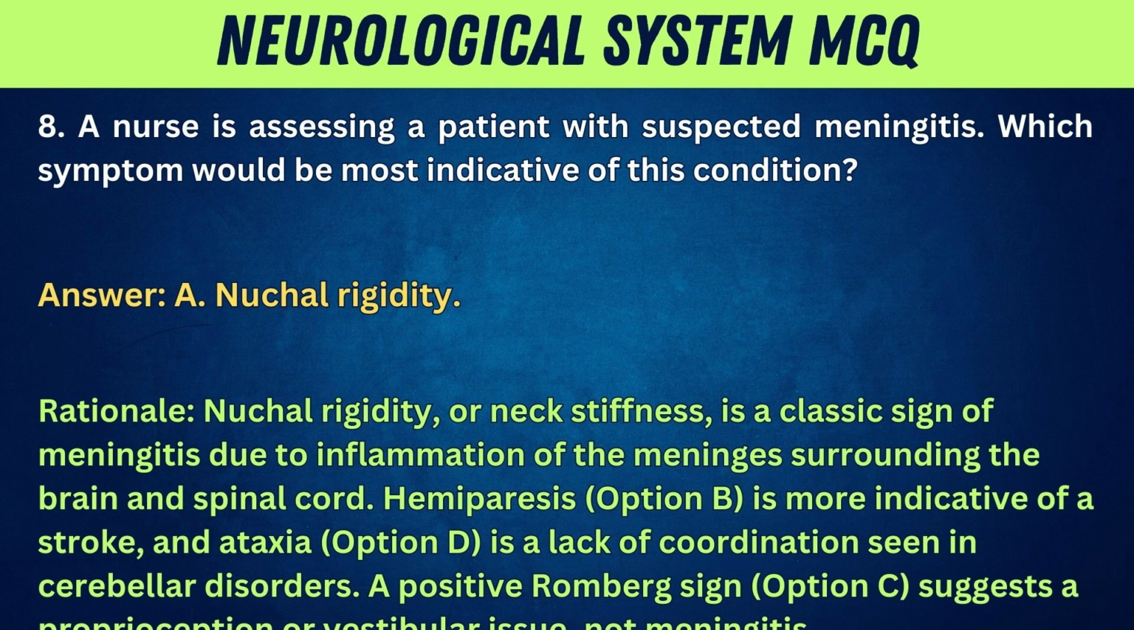Rationale: Nuchal rigidity, or neck stiffness, is a classic sign of meningitis due to inflammation of the meninges surrounding the brain and spinal cord. Hemiparesis, option B, is more indicative of a stroke, and ataxia, option D, is a lack of coordination seen in cerebellar disorders. A positive Romberg sign, option C, suggests a proprioception or vestibular issue, not meningitis.